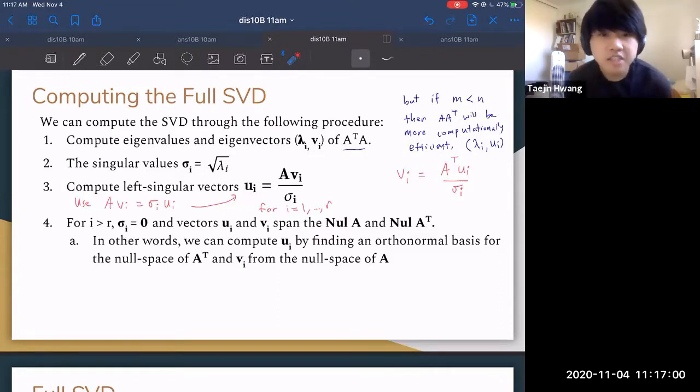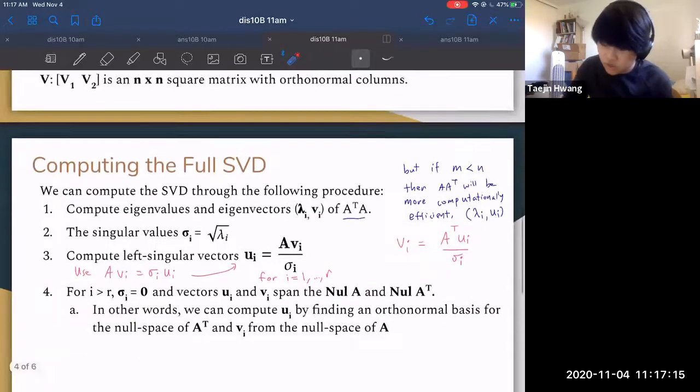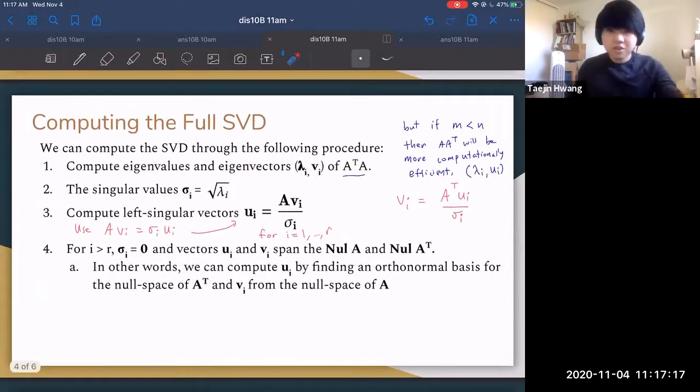And last thing we do, since all of this stuff should have been reviewed for Monday, this was the compact SVD. For the full SVD, we want to find the singular vectors to complete the U and V matrices. Sorry, I have a really bad cough. To finish up these U and V matrices, we're going to realize that sigma i is equal to 0, so we can't quite divide by sigma i.